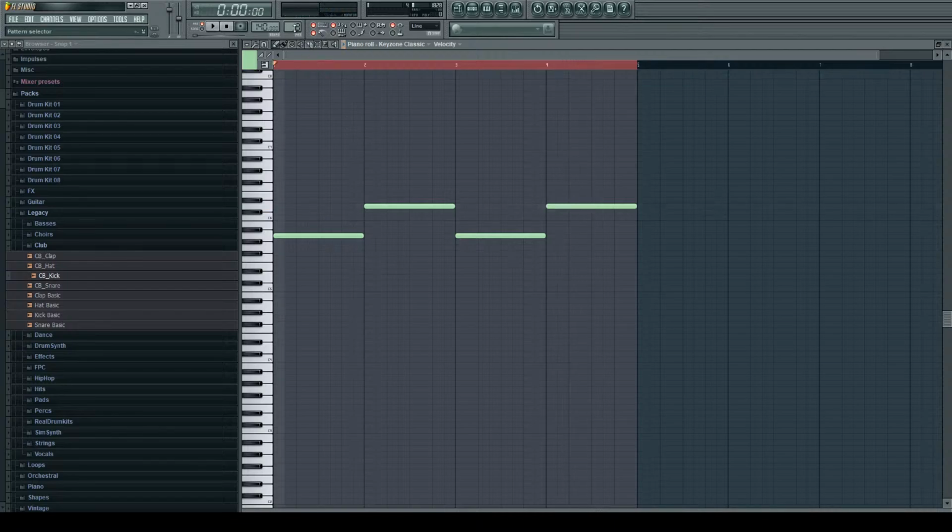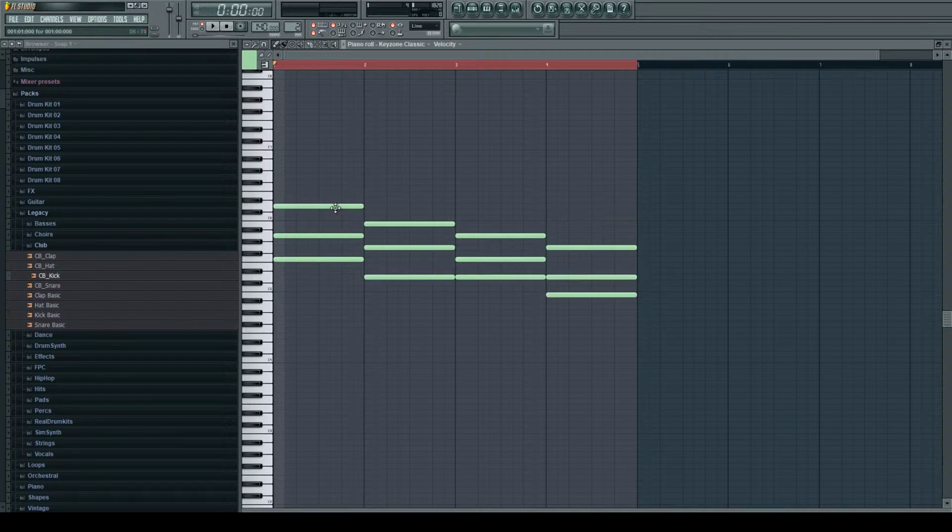Okay? So how do you make that interesting? Well, in the second part, here, I use a bunch of inversions. First one is a first inversion. The second one is a second inversion of G. The third chord is a root of D minor. And then the last chord is a first inversion of G.